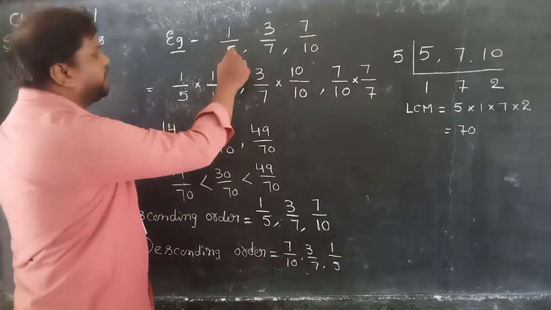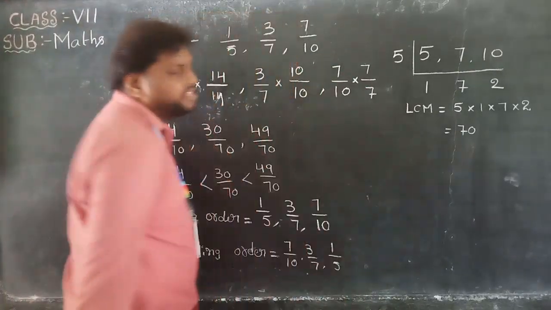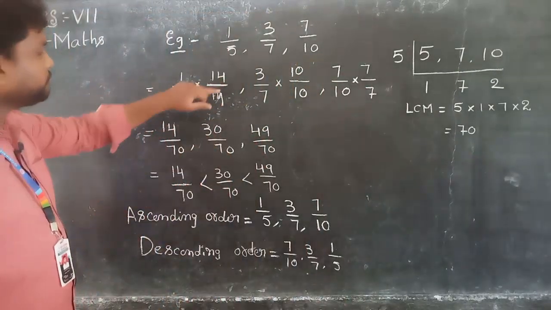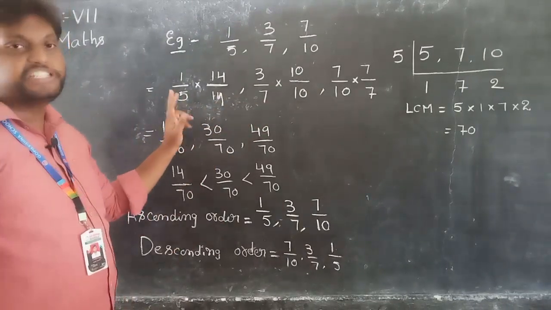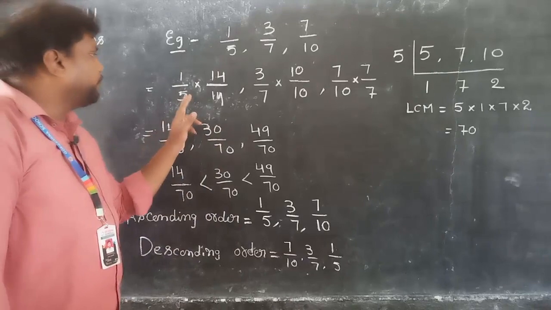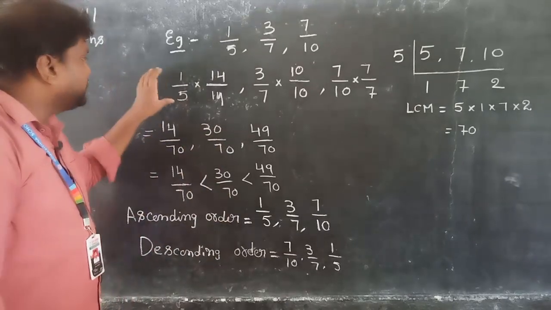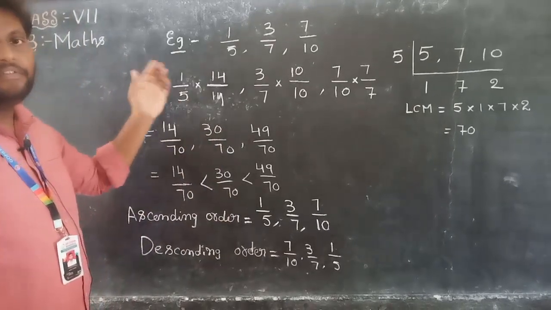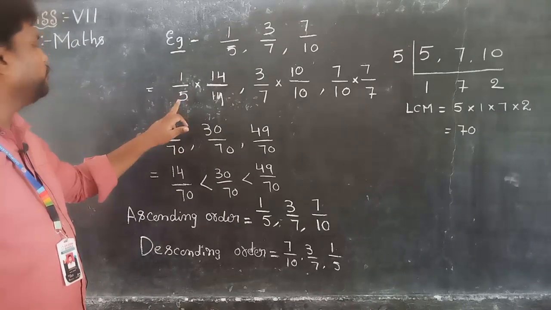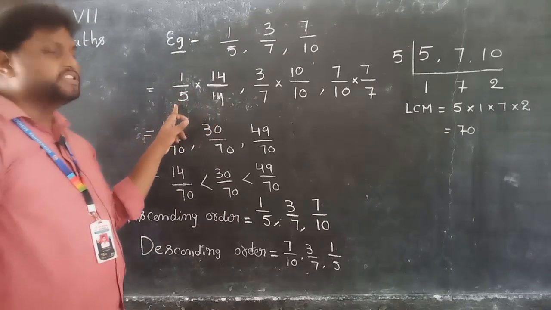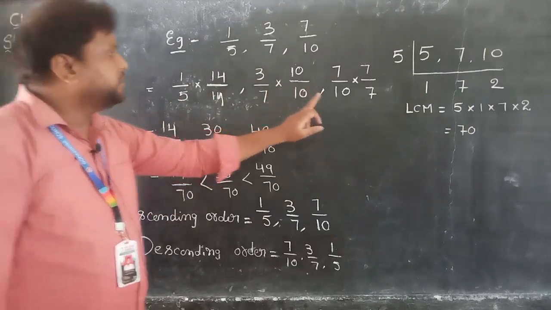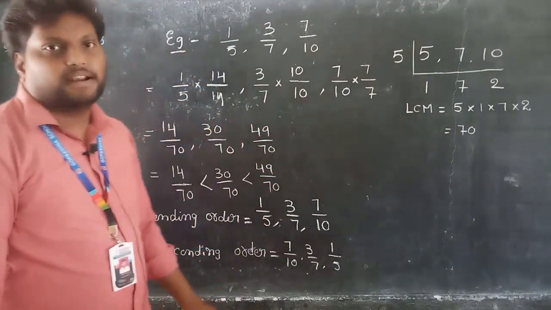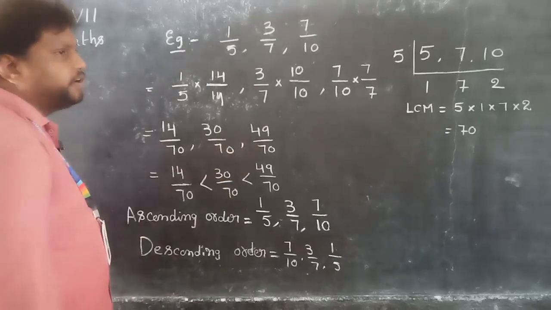That's why I am taking the LCM of 5, 7, 10. What is the LCM value? 70. Now each and every denominator I have to change to 70. To get 70 for each denominator, I should multiply by the corresponding value: here 5 is there, so I take 14; here 7 is there, so I take 10; here 10 is there, so I take 7. Like that I get equal denominators.